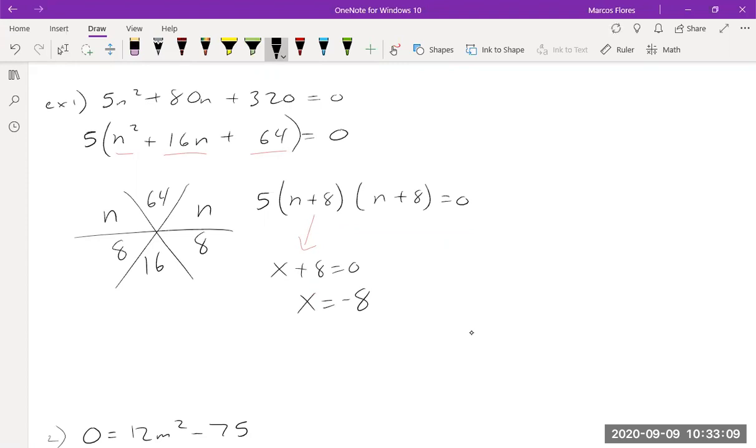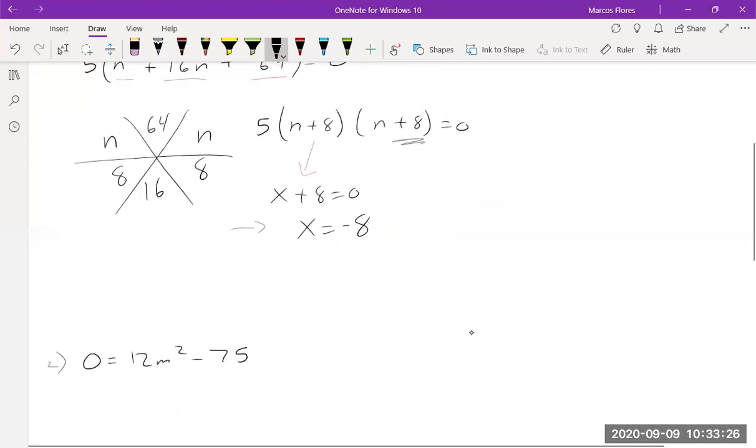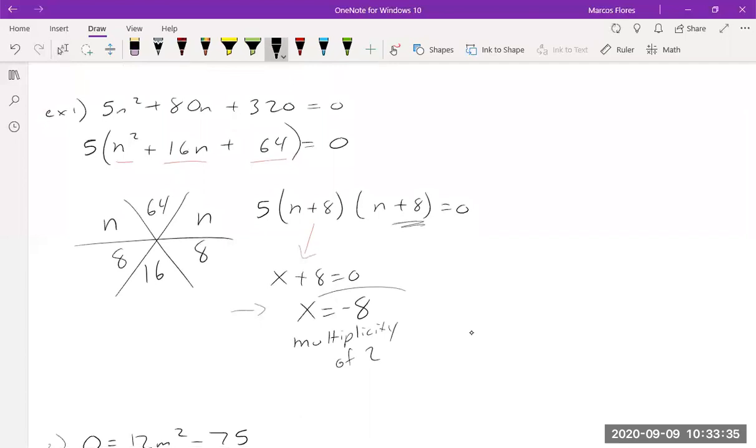However, since this one is the same, what do I write after this one here? What would I write to tell me that I had the same answer twice? It was in the notes. Multiplicity of 2. Thank you. Multiplicity of 2. It's telling me that I have 2 of the same answers, or 2 of the same roots, or 2 of the same zeros. All those 3 terms are the same thing.